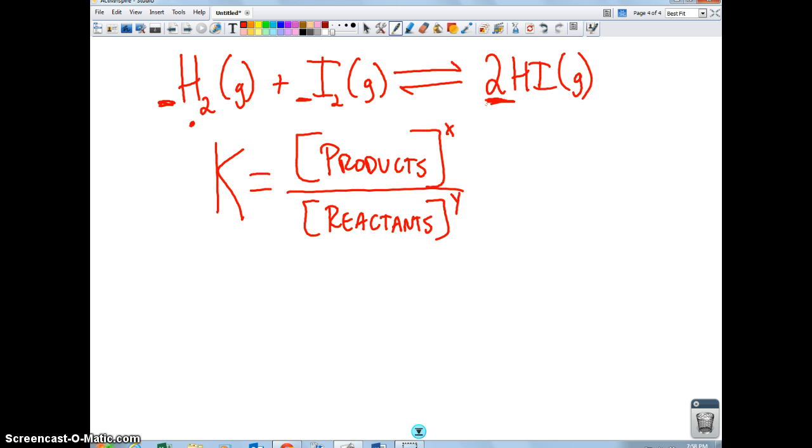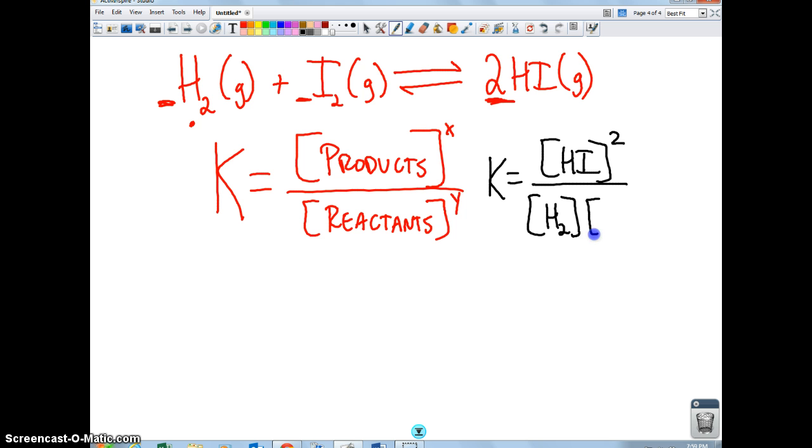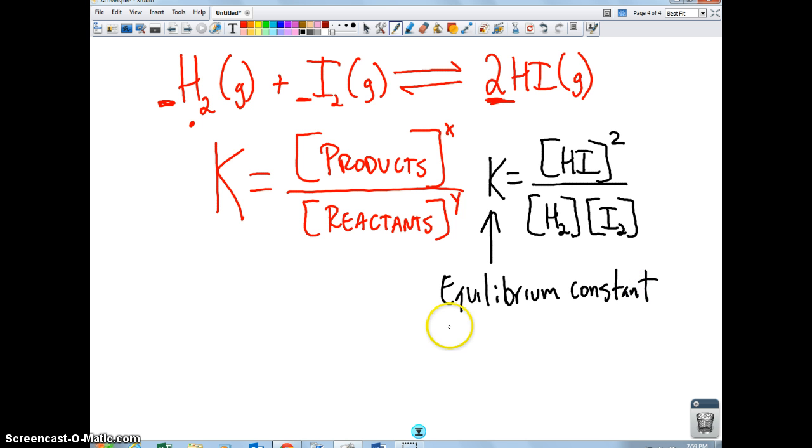If I were to write this equilibrium expression, what I would end up getting would be K equals the concentration of HI, notice that there's no 2 written here, but it's to the second power, divided by the concentration of the hydrogen gas to the first power, also divided by iodine gas to the first power. This would be called the equilibrium expression for this reaction. And this value of K is called the equilibrium constant. This equilibrium constant is a constant for this reaction at a given temperature.